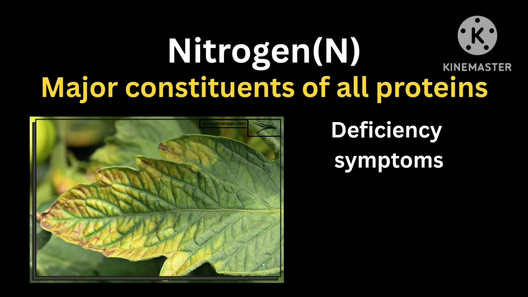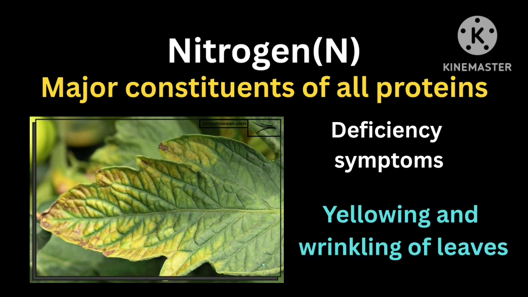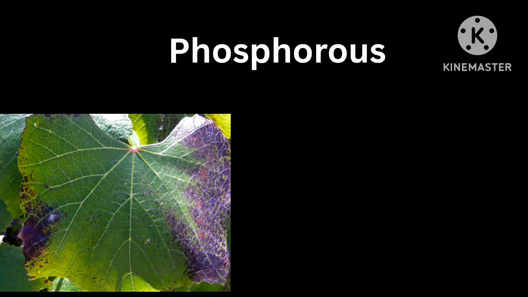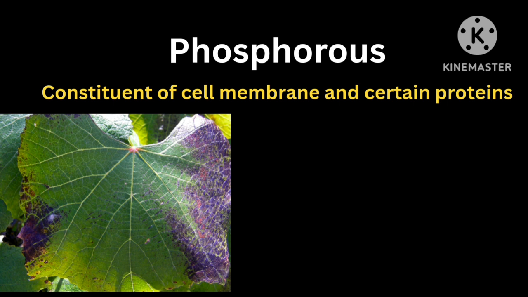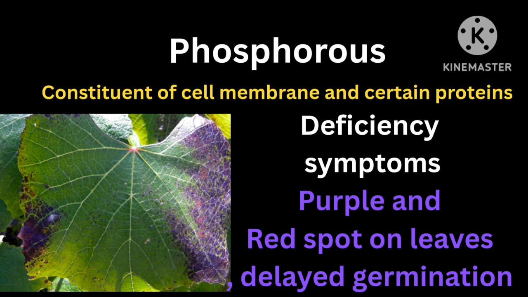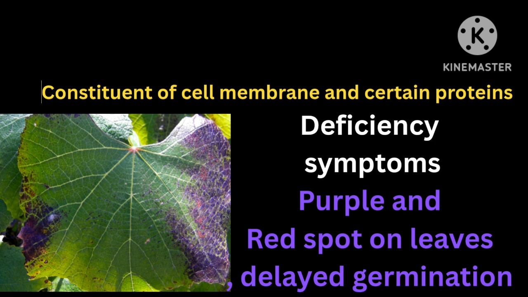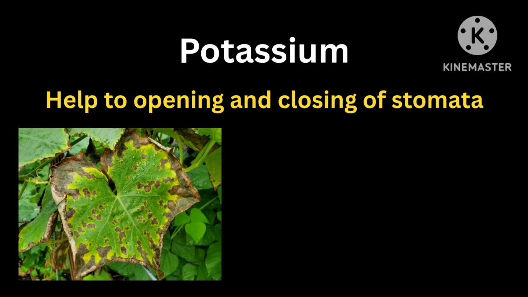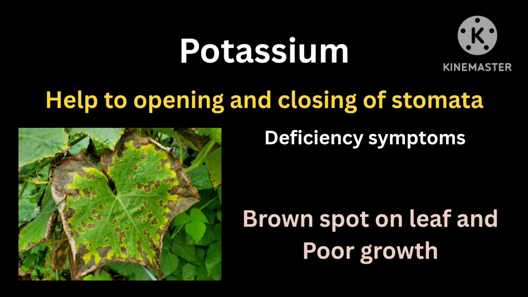First, nitrogen. Nitrogen is the major constituent of all proteins. Its deficiency symptoms are yellowing of leaves and wrinkling of leaves. Here you can see in the picture the leaf is yellow and with wrinkles. Now, phosphorus. Phosphorus is a constituent of cell membrane and certain proteins. Deficiency symptoms are purple and red spots on the leaves and delayed germination. The next one is potassium. Potassium helps in the opening and closing of stomata. Deficiency symptoms are brown spots on the leaves and poor growth.